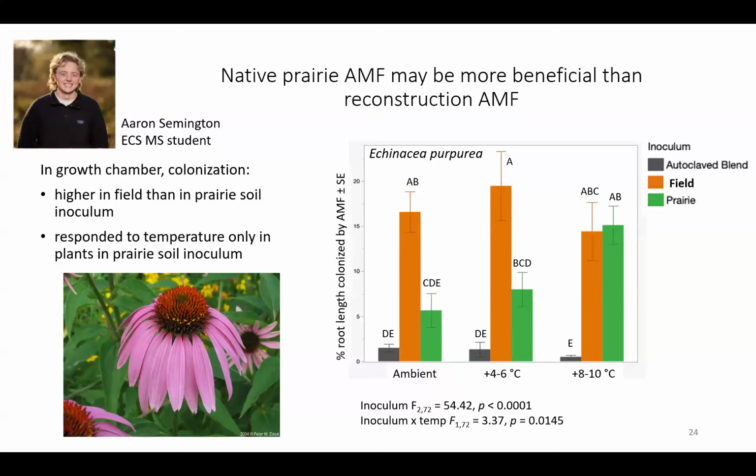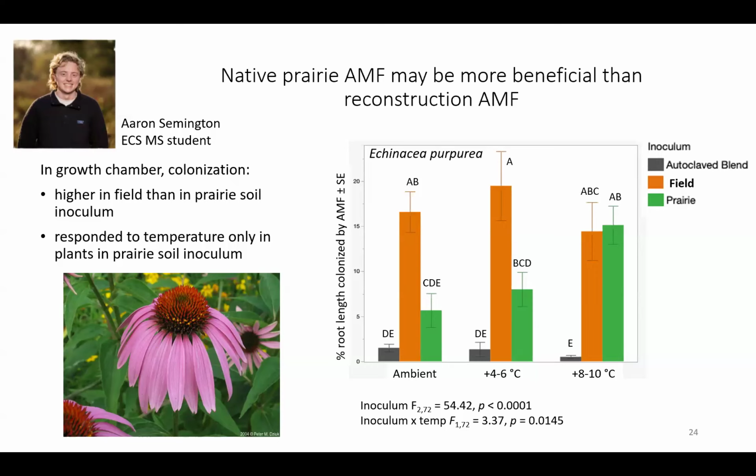So you can see on the x-axis here, ambient temperature, which is sort of historical averages, and then using growth chambers to raise that temperature over the growing season steadily by 4 to 6 degrees or 8 to 10 degrees. And then we also have the different types of inoculum. So basically an autoclave blend where there's very little colonization by AM fungi. And then the orange is field soil, the same field soil I just showed you for the previous experiment, and then the prairie soil. So again, we're using a tiny bit of inoculum and all the plants are being grown in this same autoclaved blend. The inoculum is simply to allow colonization by AM fungi.